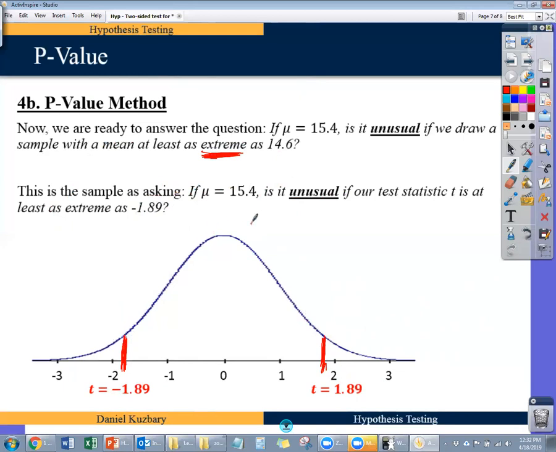So our question then is, what's the probability of getting something at least as far away from zero as these two things, at least as extreme as these two things? In other words, our p-value is the probability that t is at least as small as negative 1.89 plus the probability that t is at least as large as positive 1.89. That's what our p-value is. Another way to say that is our p-value is going to be these light green regions.